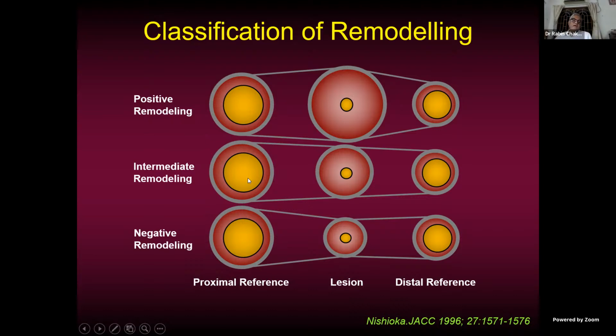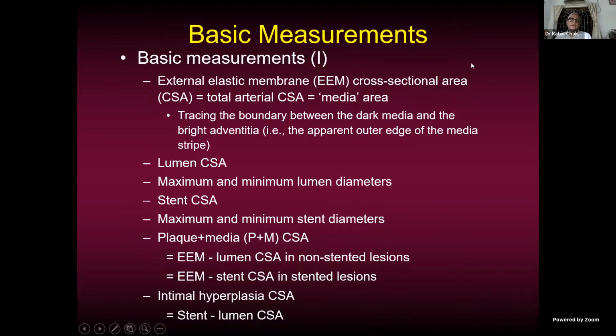You can see the lumen, and then you can see the vessel diameter, which is very, very important. In positive, this is negative, becomes bigger, isn't it? This is the lesion. So in a positive remodeling, it looks very big. The measurement, as I told earlier, external elastic membrane cross-sectional area, total arterial cross-sectional area, tracing the boundary between dark media and the bright adventitia for this external elastic membrane cross-sectional area measurement.